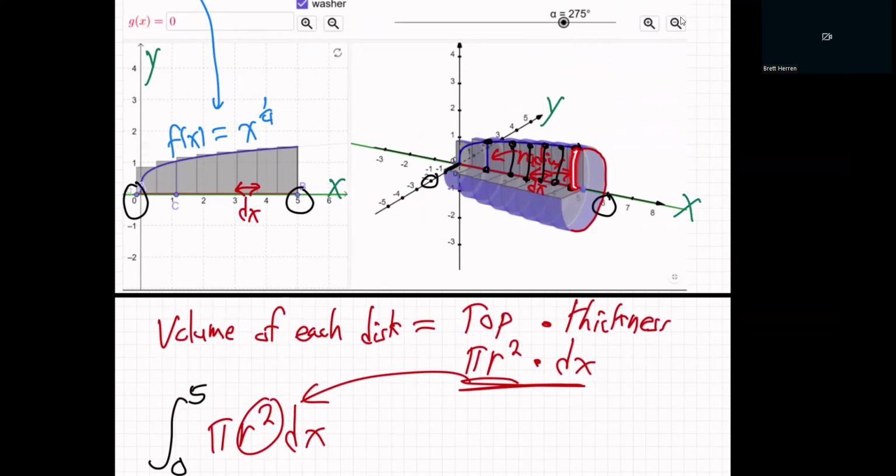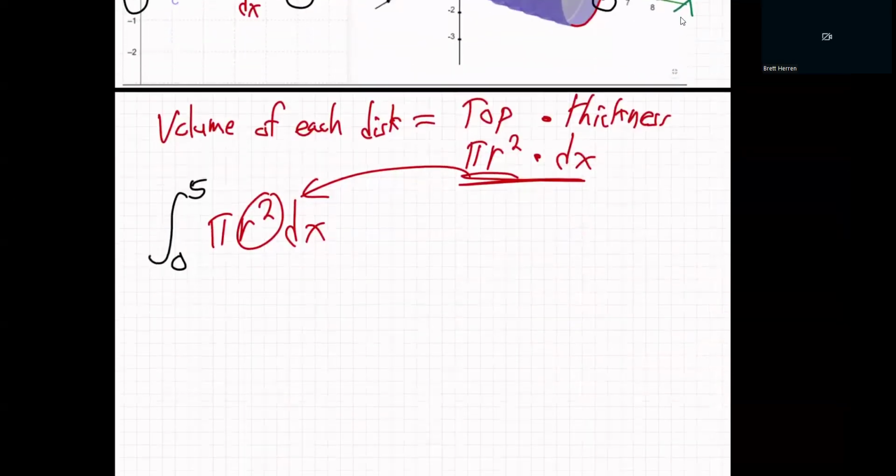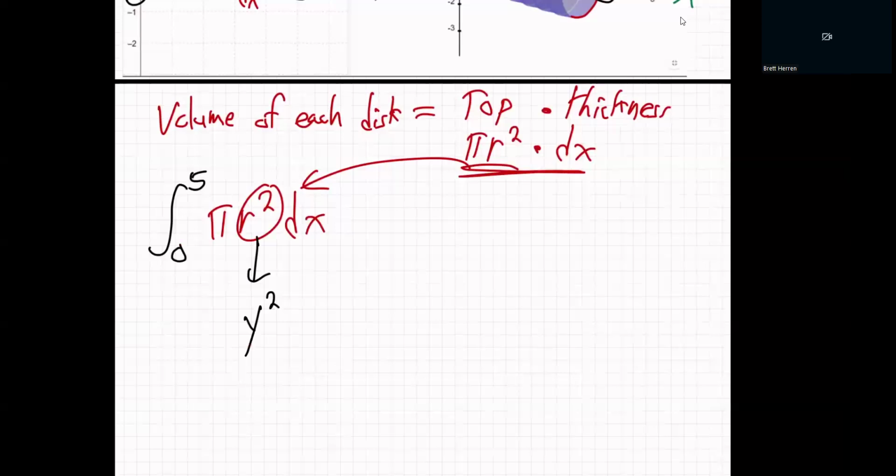Now, what is that though? Well, that's bringing it over to the two dimensions. There's the radii, and each of those is the y value. Y is x to the 1/4. It's the height, right? Whenever you go from the axis up to a graph, that's called the y value. That's also called the radius. The radius is the y value. So therefore, this becomes y squared. This becomes the integral from 0 to 5 of pi y squared dx, because the radius is just y.